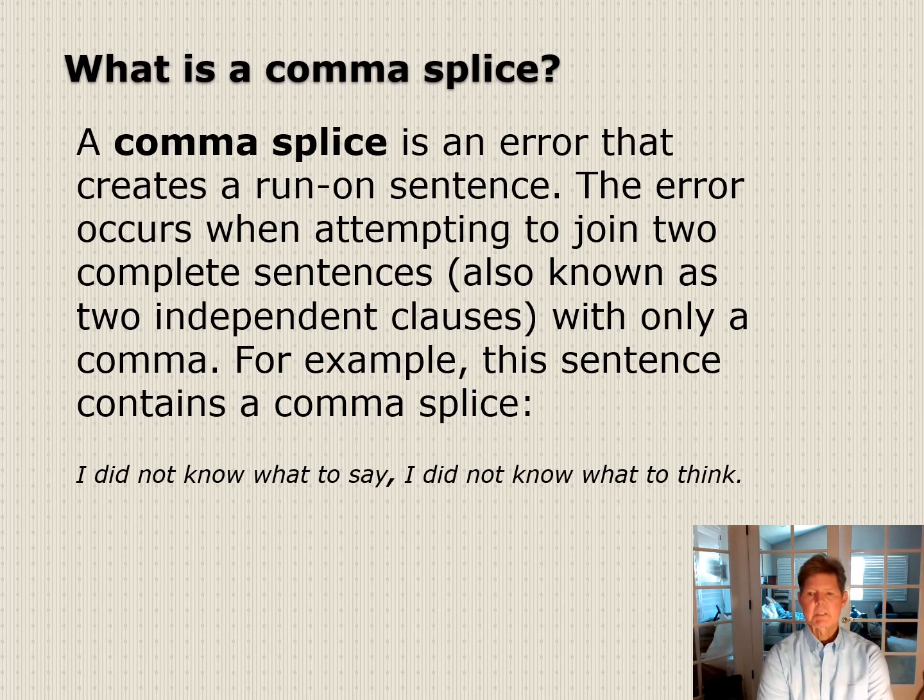What is a comma splice? A comma splice is an error that creates a run-on sentence. The error occurs when attempting to join two complete sentences, also known as two independent clauses, with only a comma. For example, this sentence contains a comma splice. I did not know what to say, I did not know what to think.